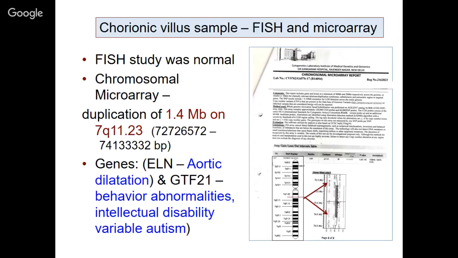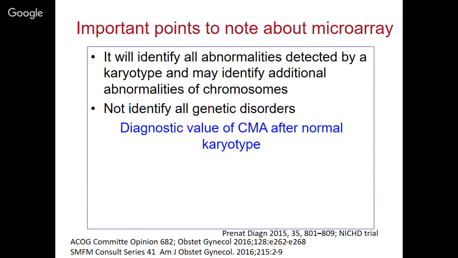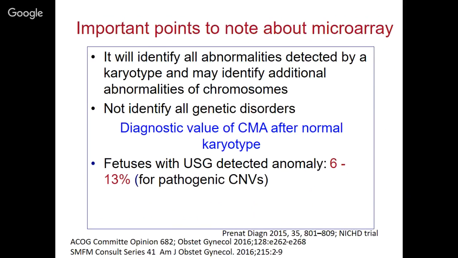Whereas if we had just done a karyotype of a fish, they would have come back as normal. So some important points to note about the microarray is that it will identify all abnormalities that are detected by a karyotype and may identify additional abnormalities of the chromosomes. But at the same time, it will not identify all genetic disorders because we still have the group of single gene disorders. So what is the diagnostic value of a microarray after a normal karyotype?